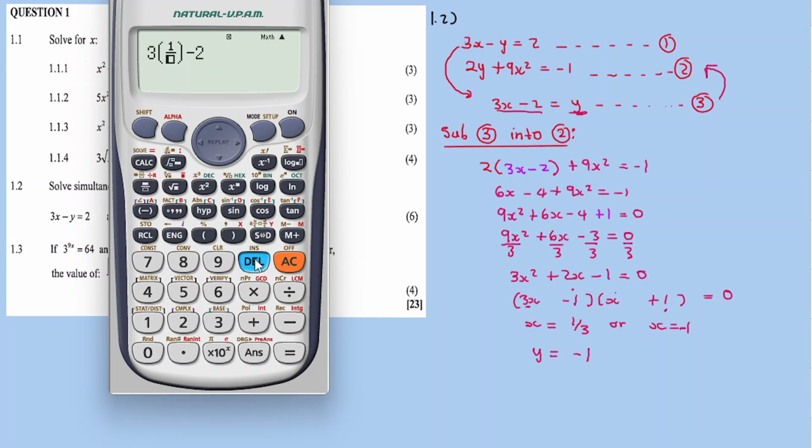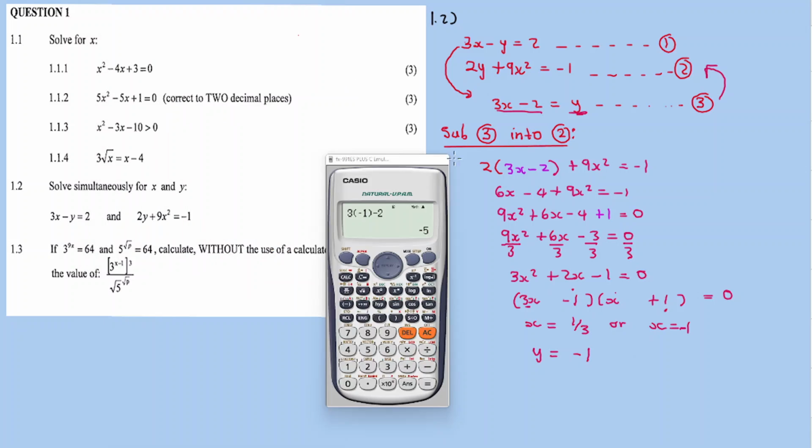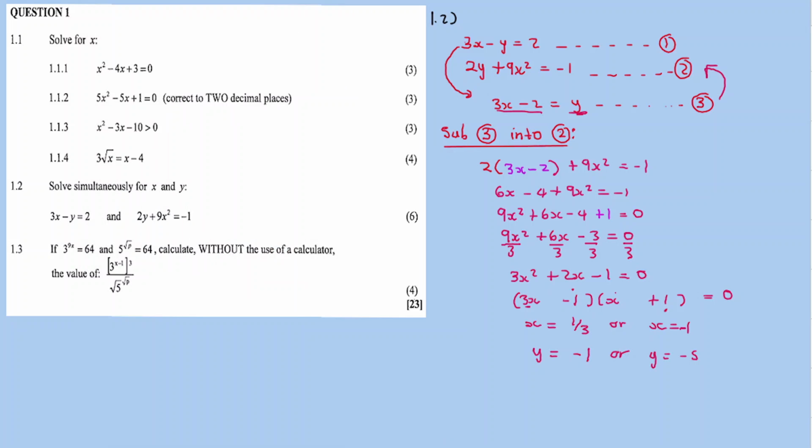And then I substitute negative 1 as x, and in total negative 5, or y is equal to negative 5. So now we have the pair of x and y.